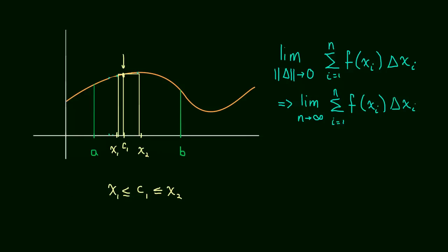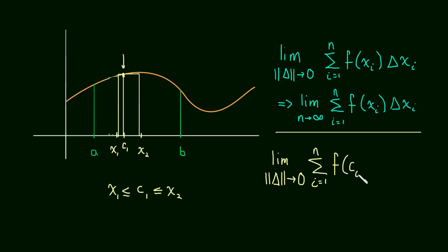Okay, so this whole thing transforms into the limit as delta, the width of the largest rectangle, approaches 0 of the sum as i goes from 1 to n of f of c sub i, so c being any number in this interval, times the width of the interval.